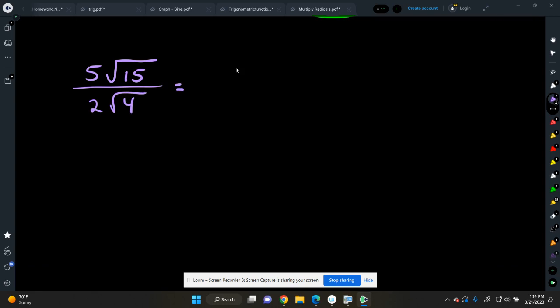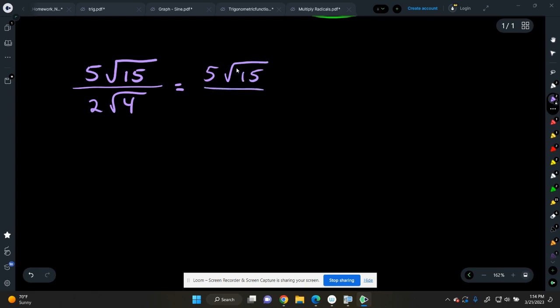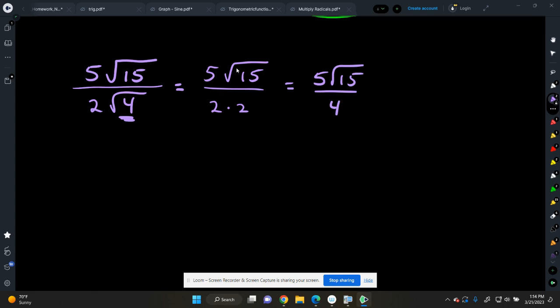So think, use your brain. Think first. Don't just plow into it, because I know many of you were thinking, oh, multiply by square root of 4, right? You're all excited. It's not wrong. It's just not going to lead to a simplified answer. So let's rewrite this. We've got 5 square root of 15 over 2, and then the square root of 4 is 2. So 2 times 2. So that gives me 5 root 15 over 4. Can we simplify that anymore? No.